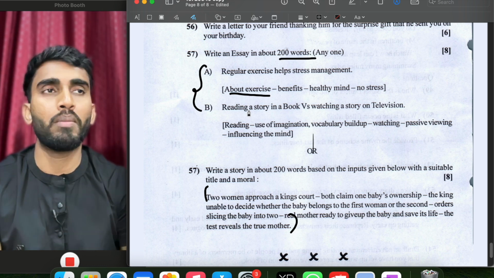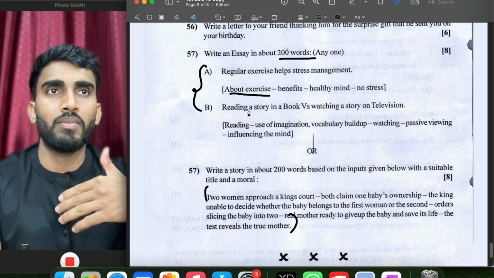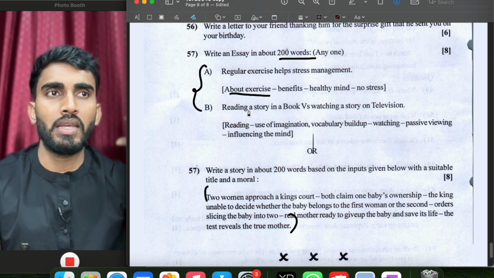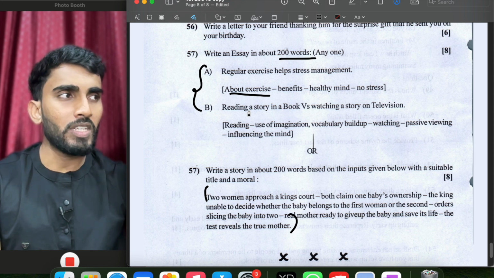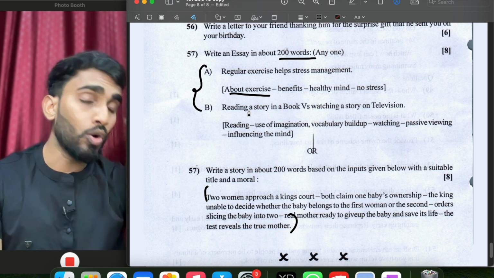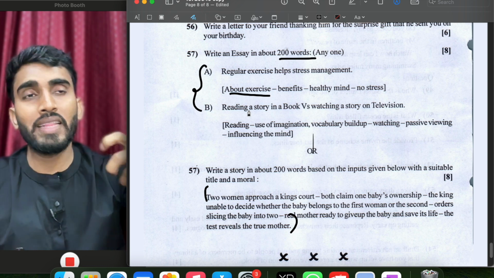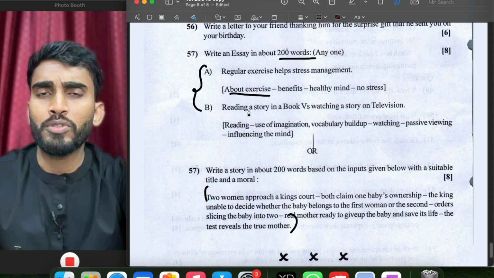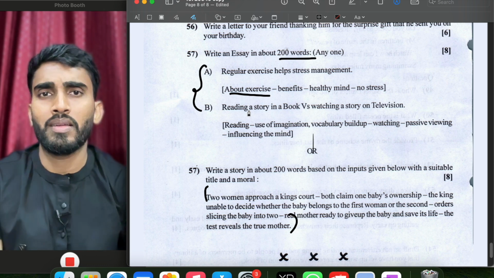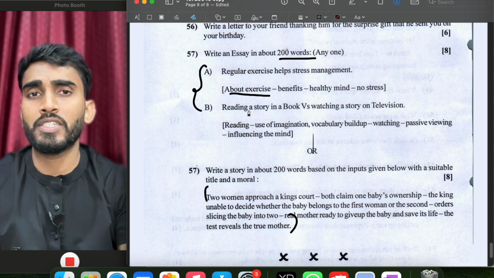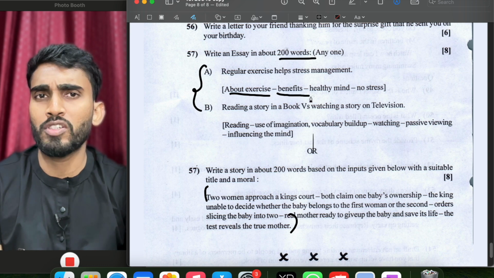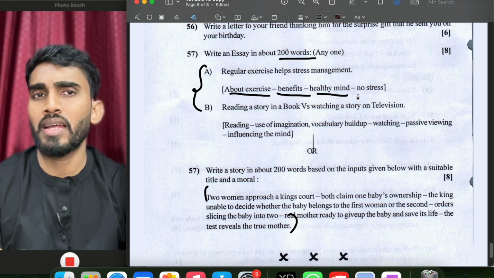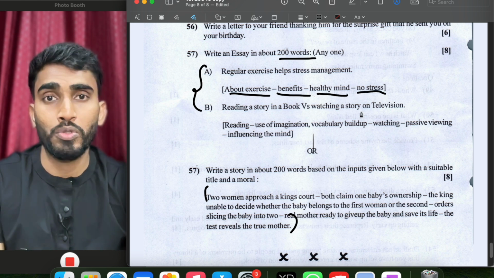So this was just an example. You can start with this kind of example. Think about it. What is that word? I am not getting that word. Hook. Create a hook and take the attention of the reader. Then you start with the paragraph about exercise, and then you write about the benefits. Make another paragraph writing about the benefits of exercise, how it helps you to keep a healthy mind, and how ultimately it leads to no stress.